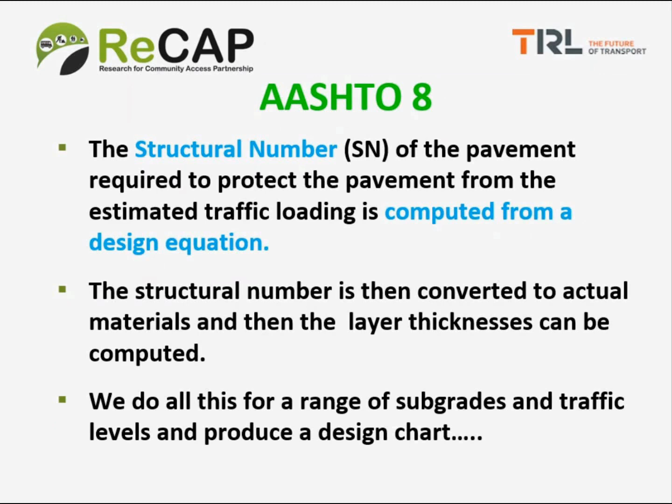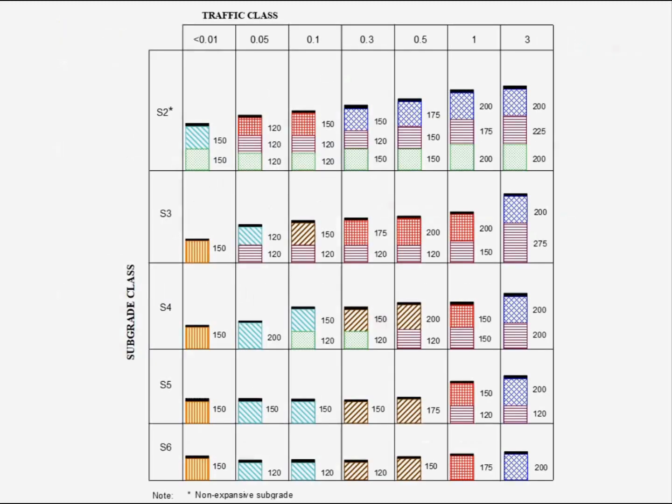So we've essentially finished the structural design, because we have the structural number to protect the pavement. All we now have to do is convert the structural number to actual materials, and then the layer thicknesses can be computed. You know how the structural number is calculated. I've explained that. So to convert that into the layer thickness is quite simple. Now we can do this for a whole range of subgrades and traffic levels using the design equation and produce a design chart.